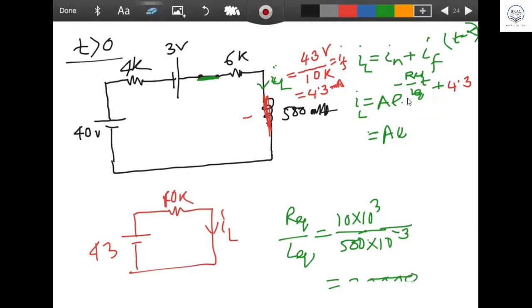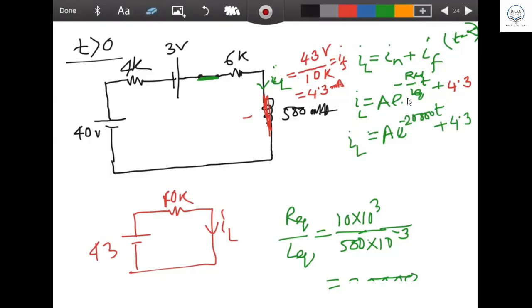So this is the way to write. So e to the power minus 20,000 t, and this is 4.3. That's it. This is your IL equation we are getting.